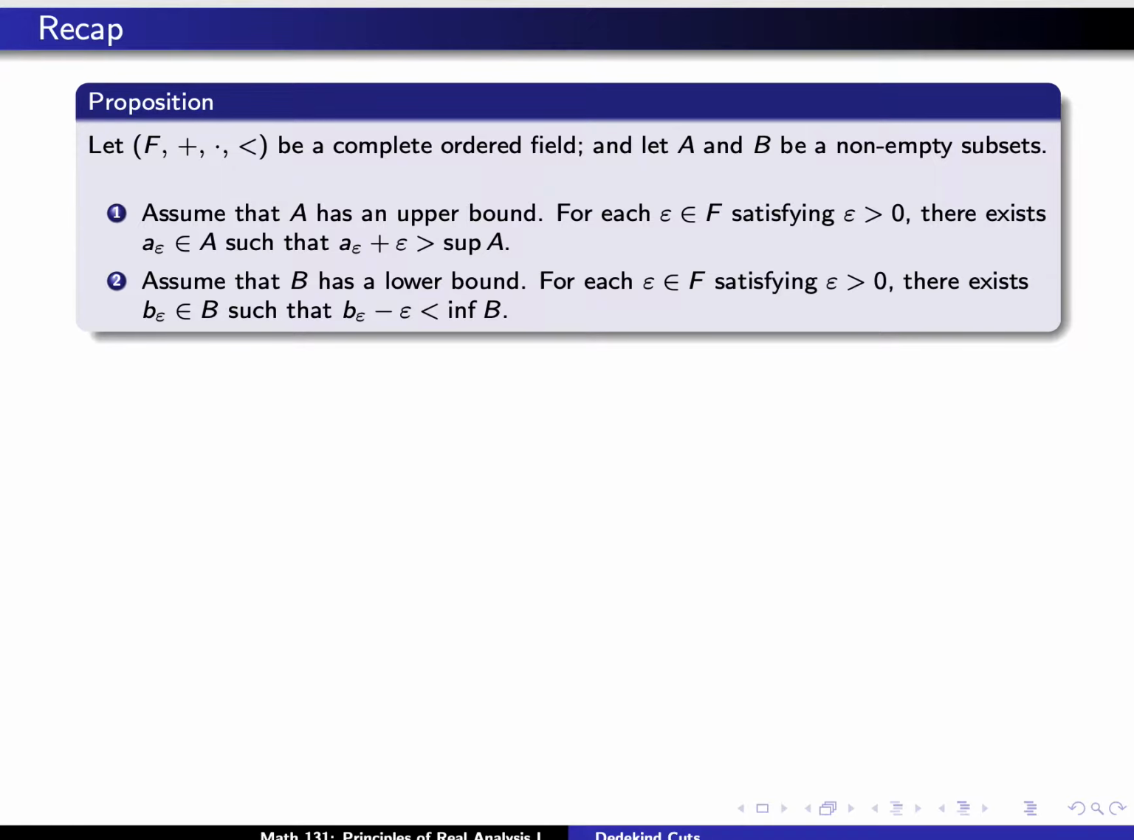Similarly, assume that our set B has a lower bound. Then for every positive epsilon, there exists an element B sub epsilon in the set capital B such that B sub epsilon minus epsilon is less than the infimum of the set capital B. In other words, we can get as close to the infimum as we wish. The point is that we can always find elements B sub epsilon that get as close as we'd like to the infimum of the set B.